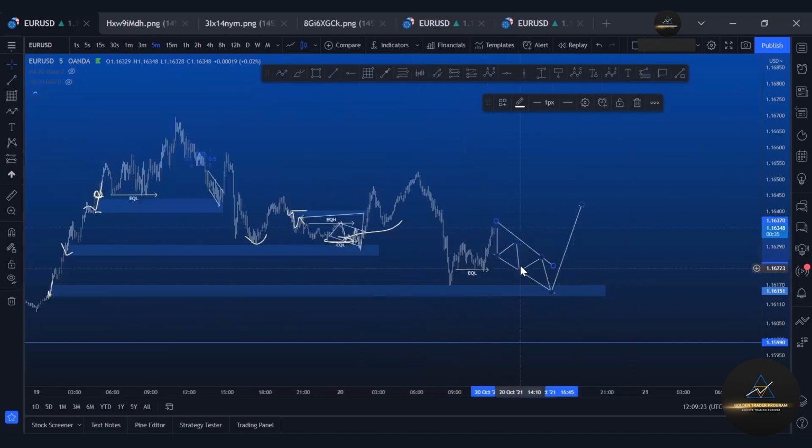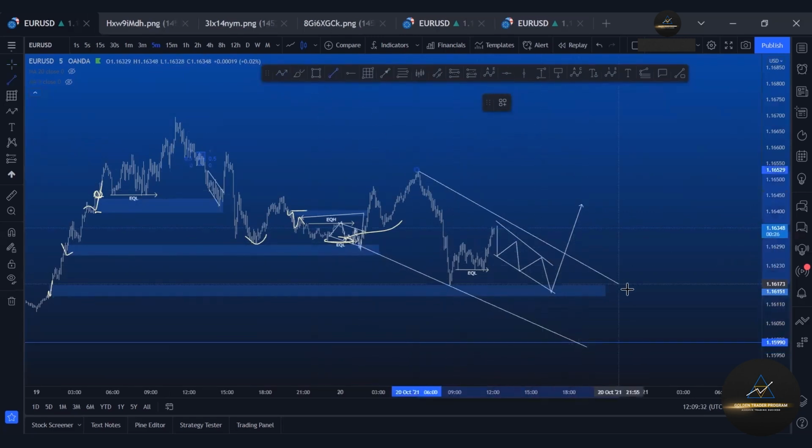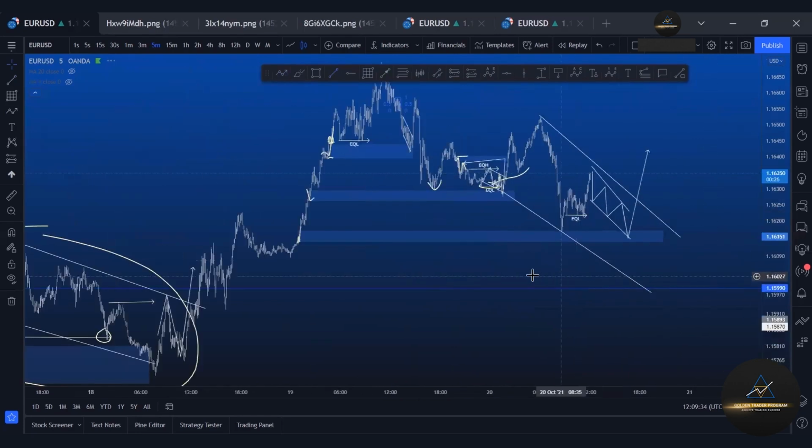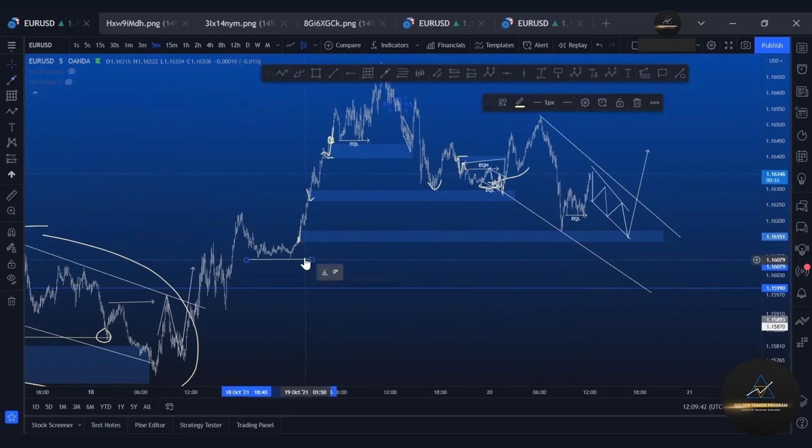Now, if there's no pattern here and it starts to drop with a bit of momentum, really what that means is it will probably form a larger pattern such as this. And then this will just be completely invalid, if I'm honest. And then this liquidity pool will be valid from here. So there's equal lows here that I missed out.